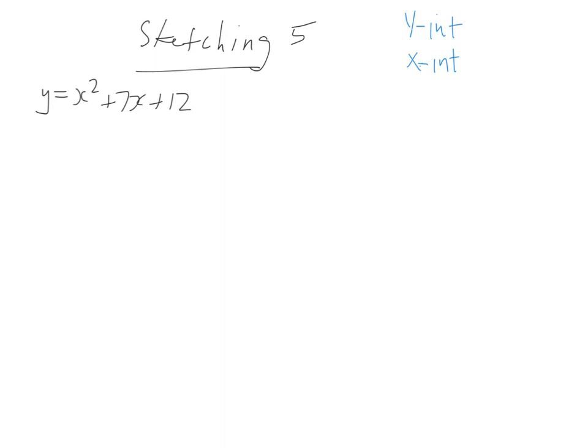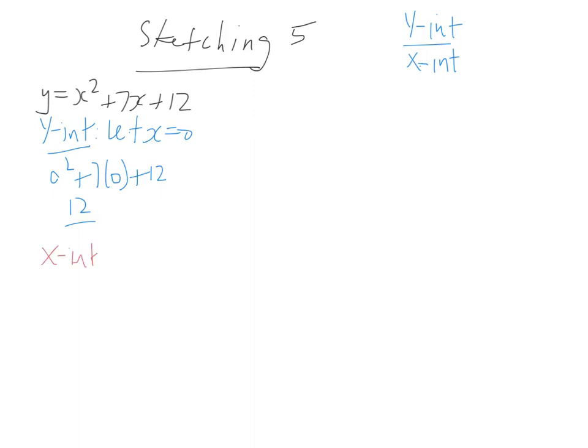So first thing we're going to do is we're going to find the y-intercept. So y-int, let x equal 0. So therefore we've got 0 squared plus 7 times 0 plus 12. So 12 is our y-intercept. Next we'll have our x-intercept, and we'll let y equal 0.